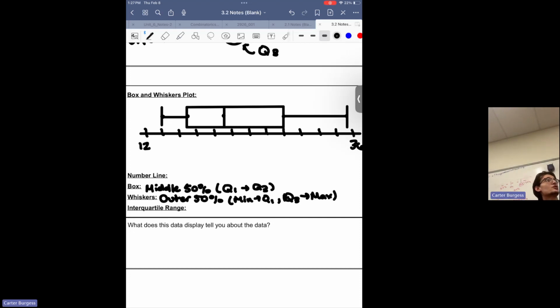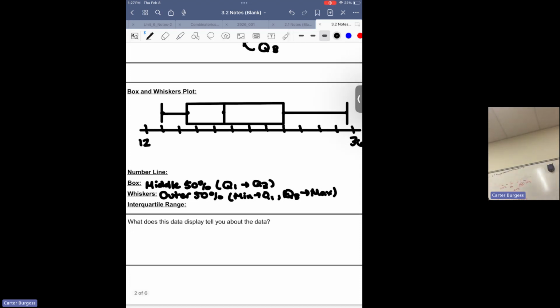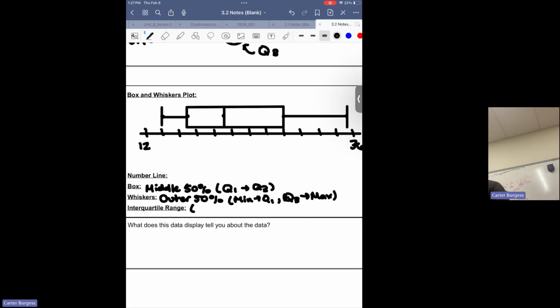The only other thing to worry about here, as far as vocab is concerned, is called the IQR, or interquartile range. I could say it either way. If you are asked to figure out the IQR of a particular spread of data, this is what you're being tasked with. Interquartile range. Prefix inter, meaning between.